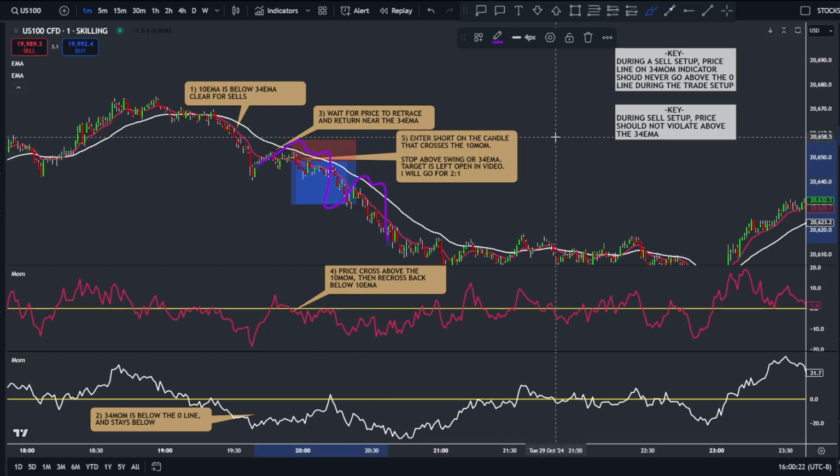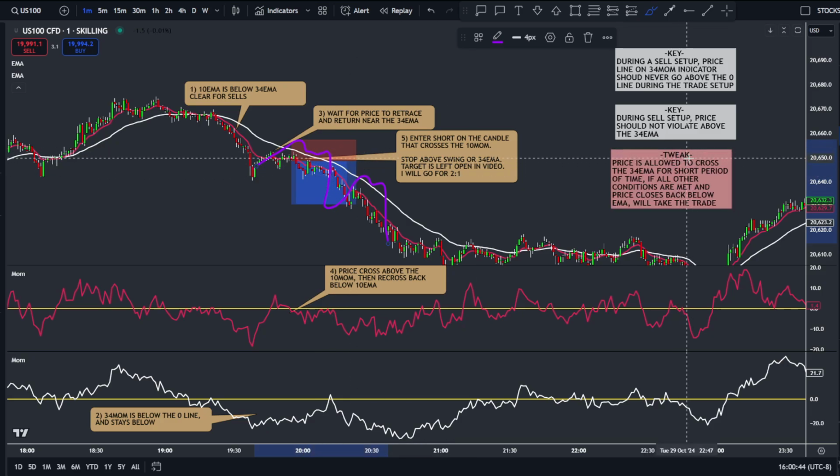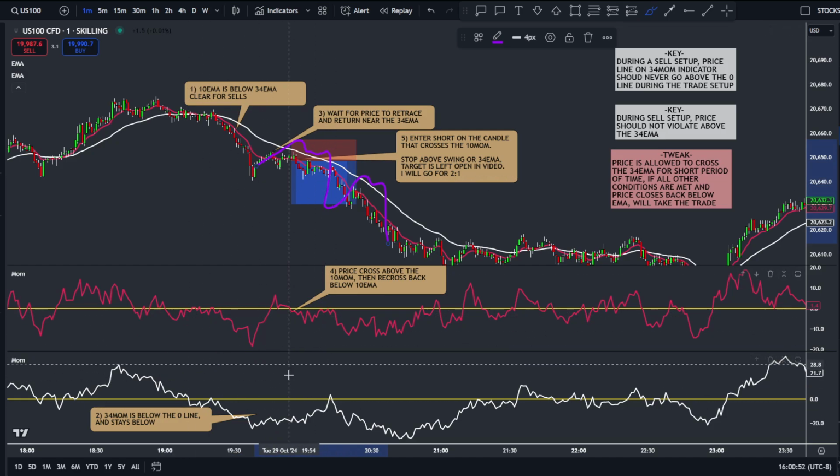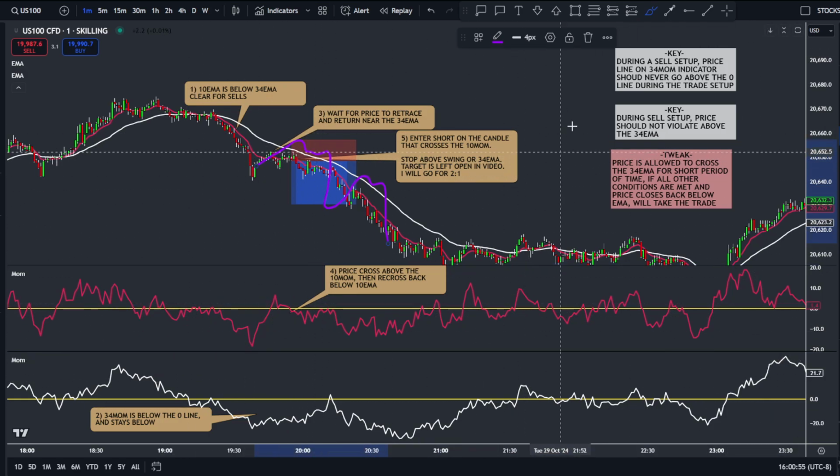And if that happens, what I'm going to do in this strategy and the way I'm going to test it is, for me, it's going to be okay if the candles go past the 34 EMA, but it needs to obviously close back below it and close below the 10 EMA. And then if all these other conditions are met in this strategy, then we will still take the trade. This is the tweak I'm going to make. Price is allowed to cross the 34 EMA for a short period of time. If it crosses back over, and all the other conditions are met, I'm still going to take the trade. So this is a sell setup.